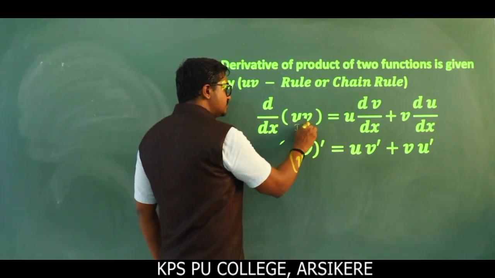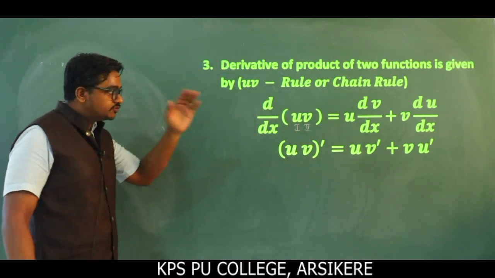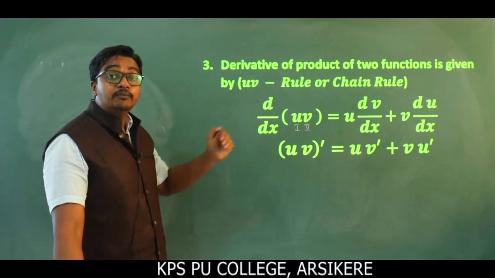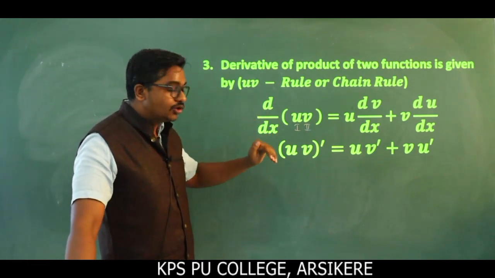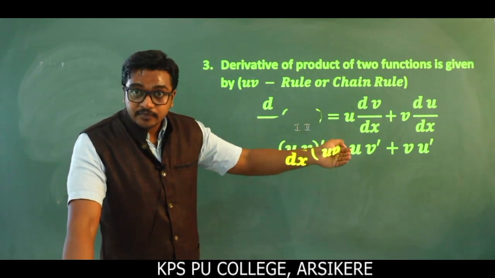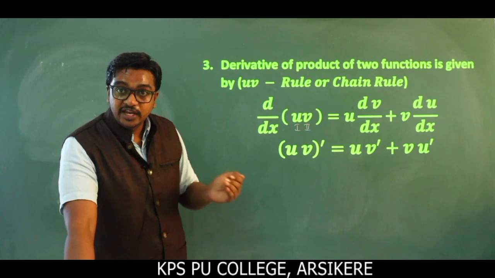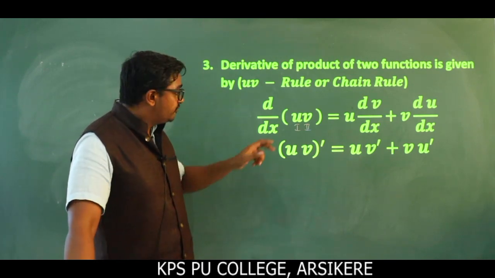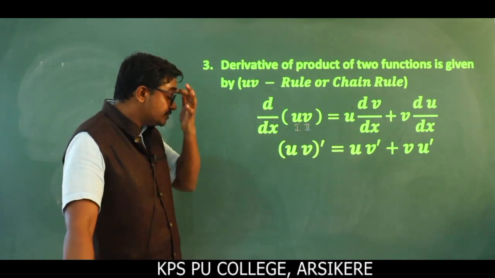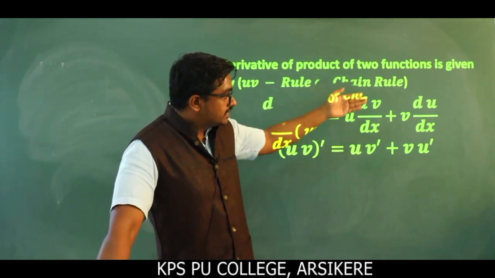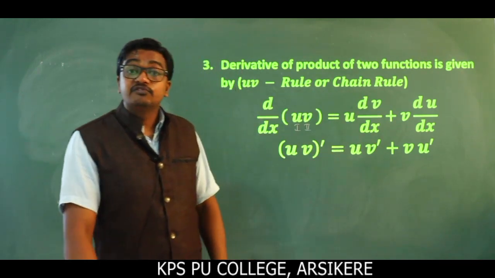This is the first function, this will be the second function. Just observe the right hand side term or expansion. u into dv by dx is there. It means u into differentiation of v plus v into differentiation of u, v into du by dx. If you go with the first and second function, this becomes first function into differentiation of second function plus second function into differentiation of first function.